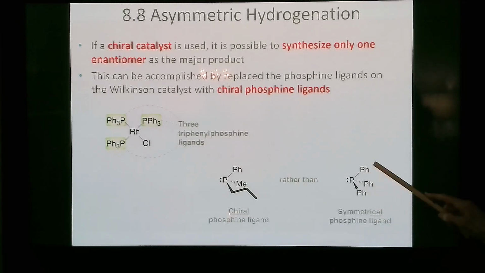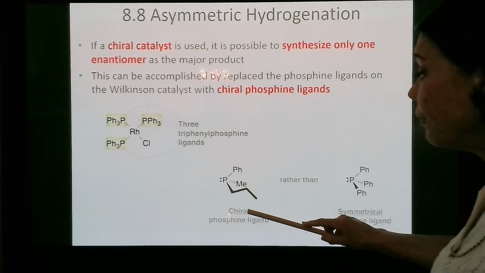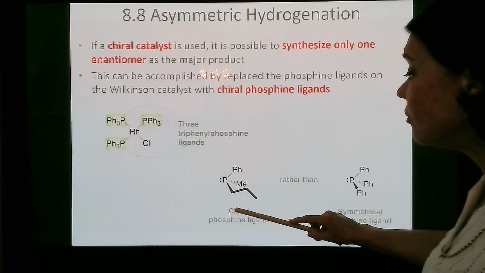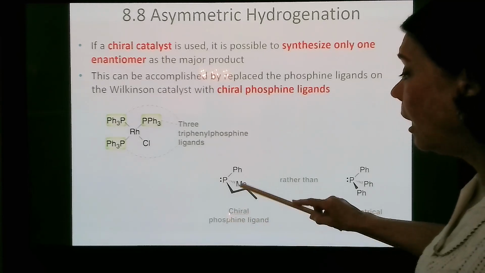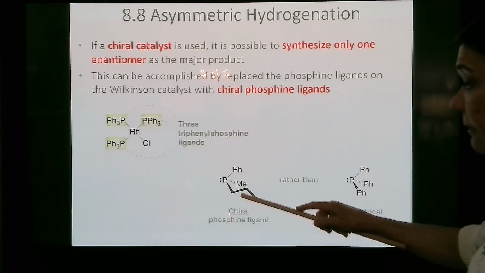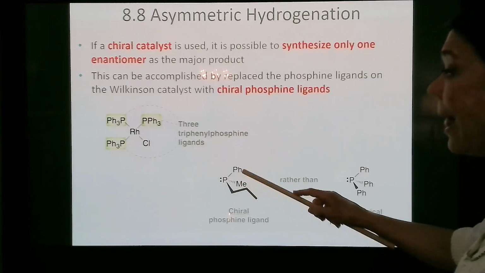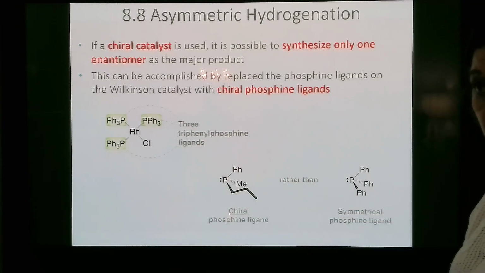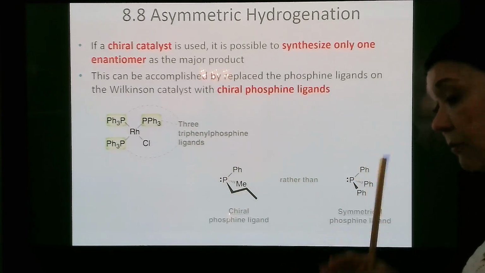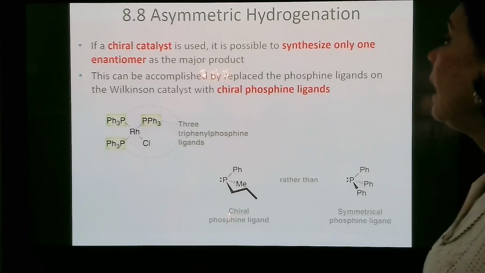Okay, so here, this one is symmetrical. All three of the groups on phosphorus are the same. Here they are different, and it is possible to synthesize different chiralities in this. So it's possible to synthesize this molecule and the enantiomer and keep them separate, and they will retain their chirality. So that is remarkable.